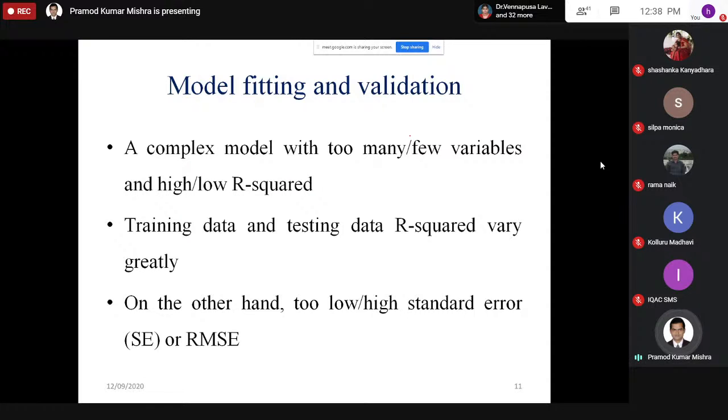For model fitting and validation, you have training data and then testing data. How do you divide the data into a training part and a testing part? Then you go for building the model. When you build the model, there is one statistic that we take into consideration, that is R squared, also called the coefficient of determination, which is the same as the square of the correlation coefficient, right?